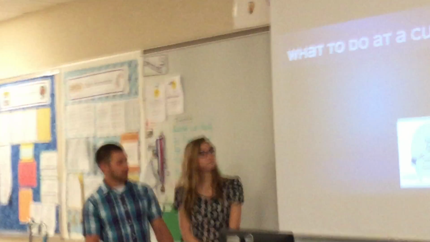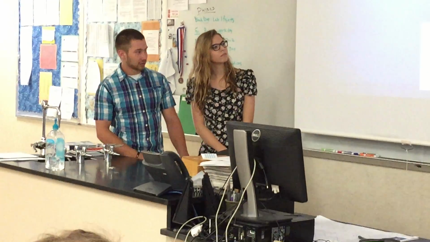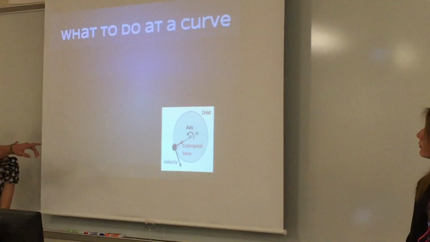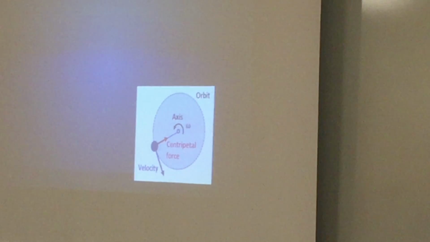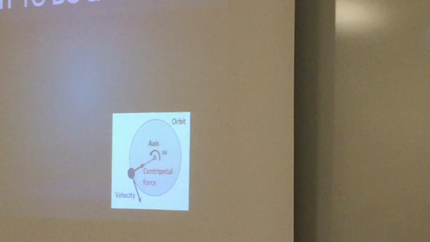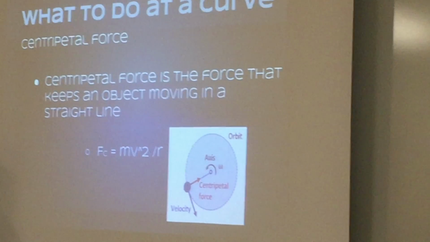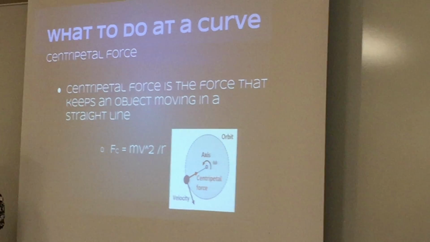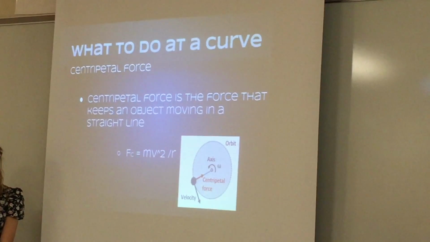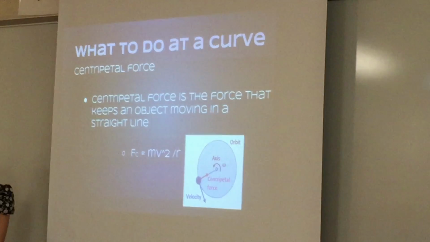Once you do a curve, this picture down here shows the centripetal force. That centripetal force is what keeps an object going in a circle. And if there was no centripetal force, then the object would just go in a straight line. The centripetal force when you're driving is the friction from the tires on the road.